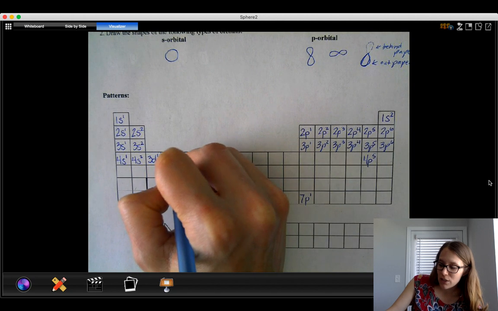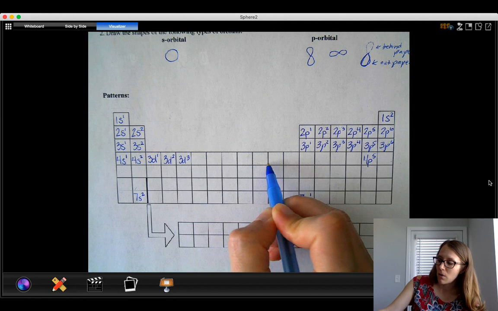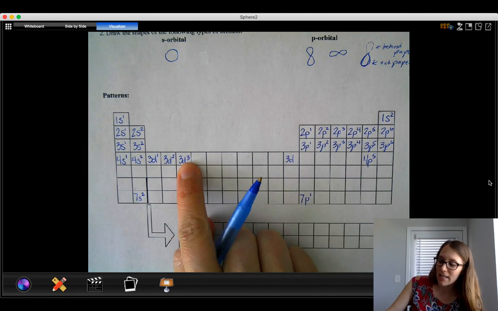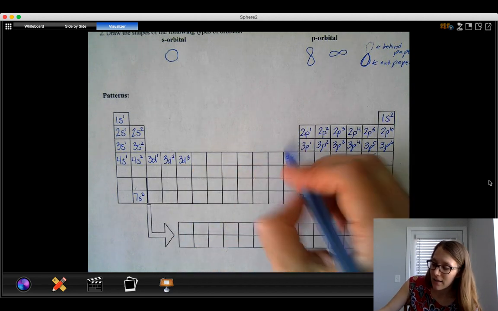So 3d2, 3d3, and we could continue, and over here we'd still be 3d, and if we wanted to count for the exponent, this is 3, so 4, 5, 6, 7, 8, 9, this would be 10.